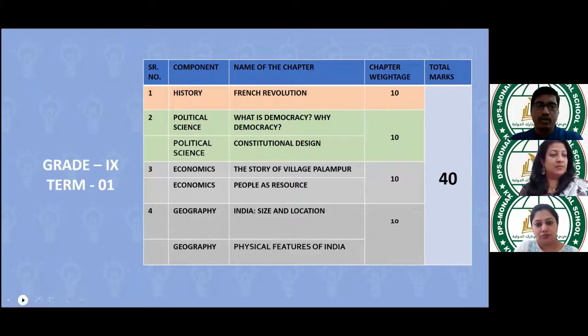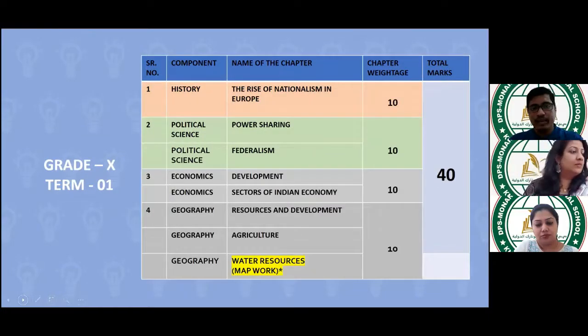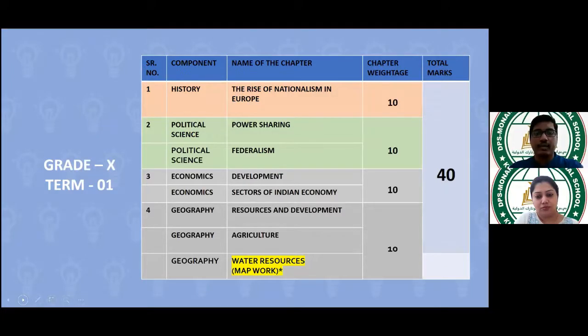In the same way, moving on to grade 10, term 1. History again has only 1 chapter, so 10 marks weightage is for that. Political science, 2 chapters, 10 marks combined. Economics, 2 chapters, 10 marks combined. And geography, we have 3 chapters, 10 marks combined. For geography, Priyanka ma'am will be elaborating at a later part.